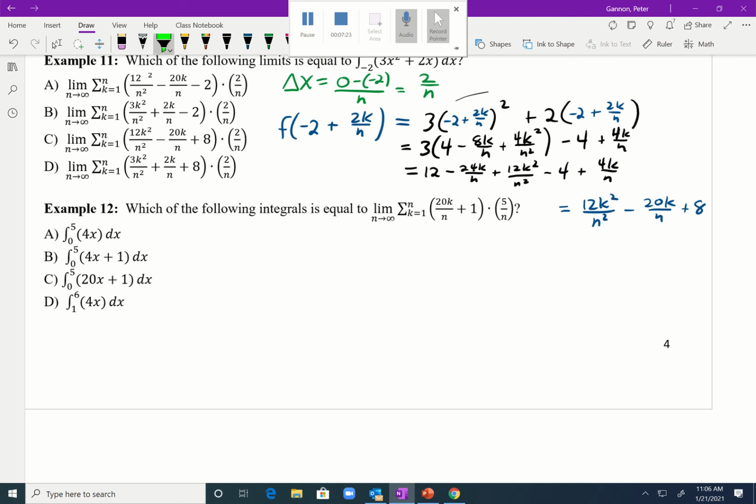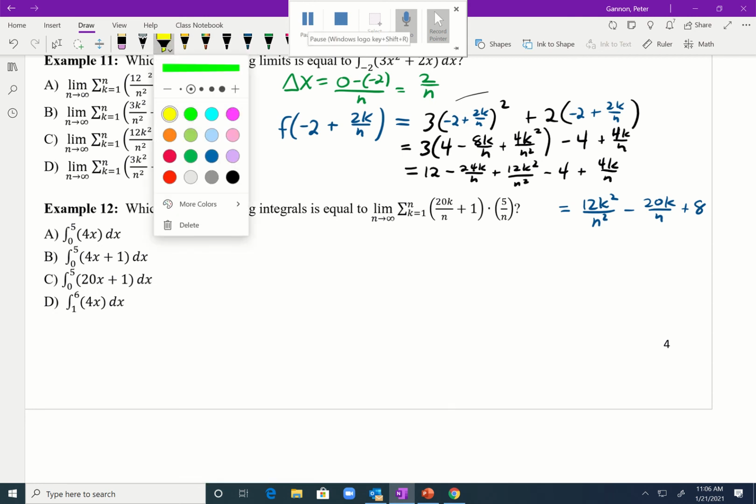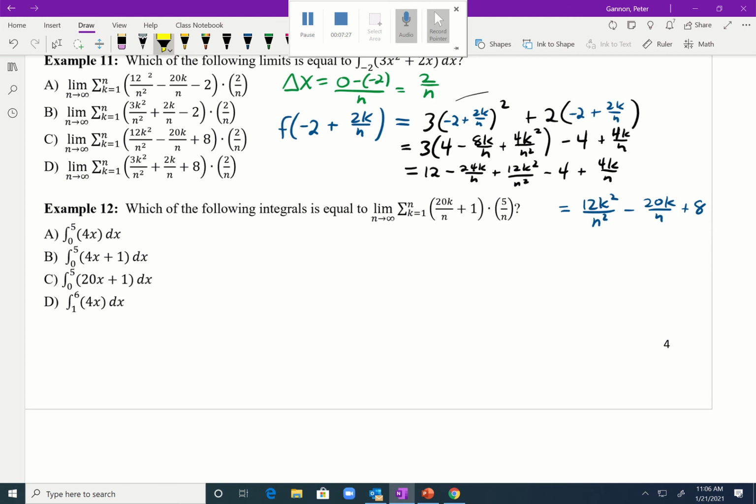So this expression here is our f of a plus k delta x. Now we want to look for which of these has that expression in the parentheses, and quickly go through and eliminate. Here, I'm not sure on yours if the k is there. It's missing off the digital copy, but we don't have the plus 8, so that's out.